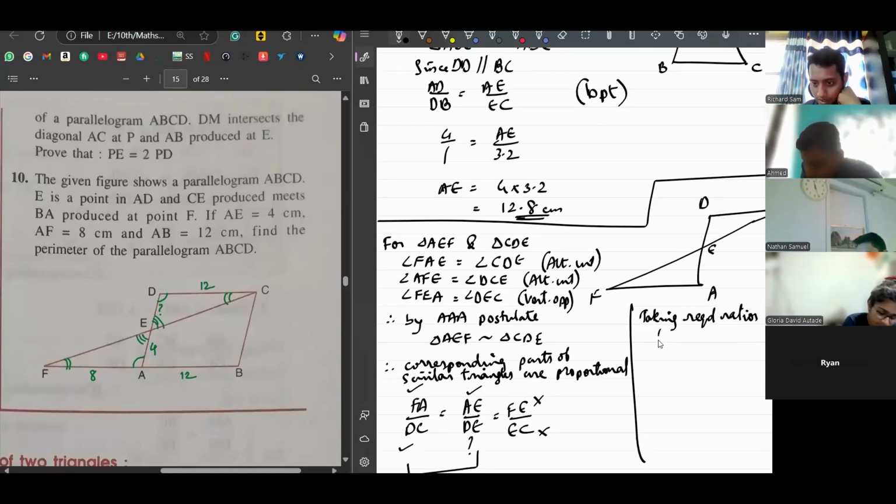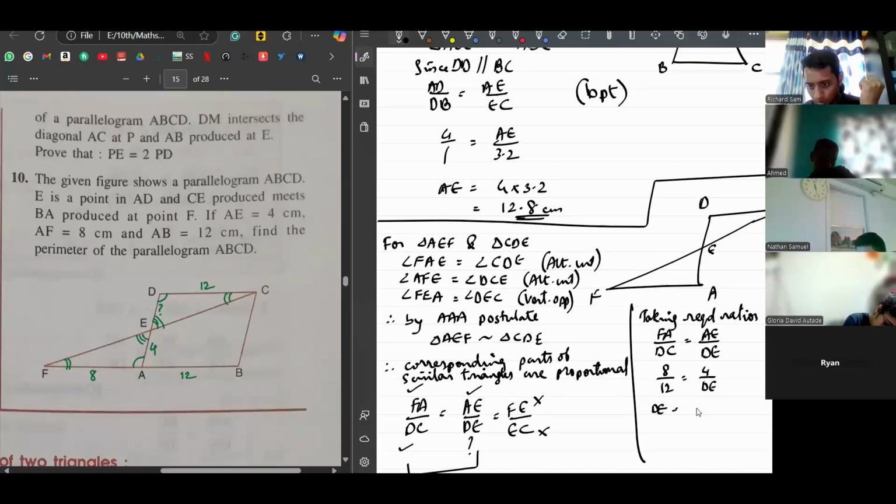Taking the required ratios, that is FA upon DC is equal to AE upon DE. That is the required ratio. Then in that we will substitute the values and find the missing value, which is DE. So that is 8 upon 12 is equal to 4 upon DE. So DE is equal to 4 into 12 divided by 8.